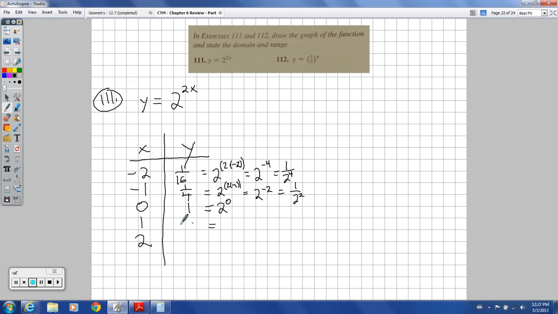Anything to the 0 power is 1, except for 0 to the 0. That's just weird. And then this would be 2. 2 squared would be 4. So we just need to graph this and this. That pattern would continue. That would hold like that.